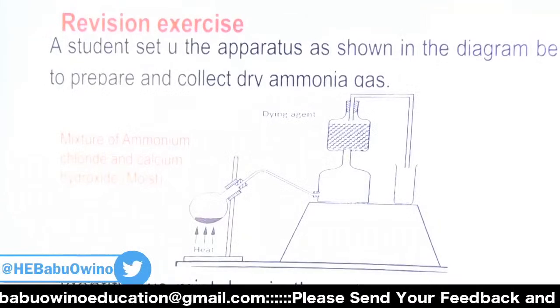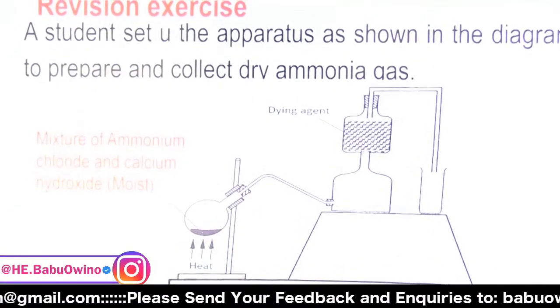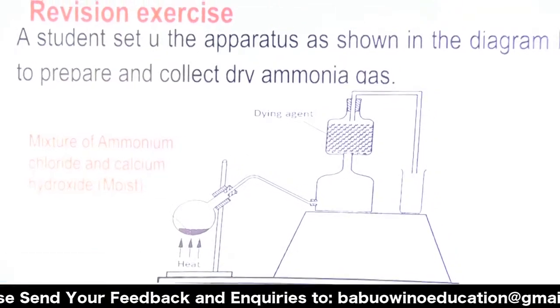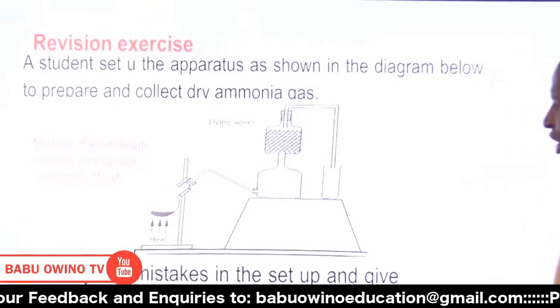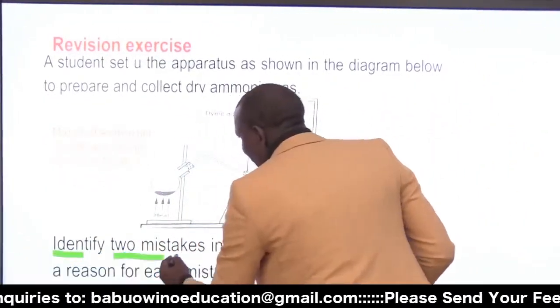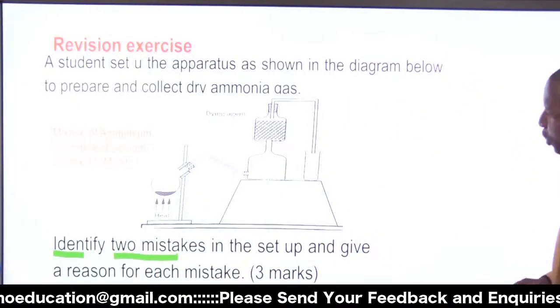Before you answer this particular question, I want to unpack it. You need to know the expectation of the examiner. And what are those expectations? You are told to identify 2 mistakes. When you are told to identify the mistakes, what do you look for?